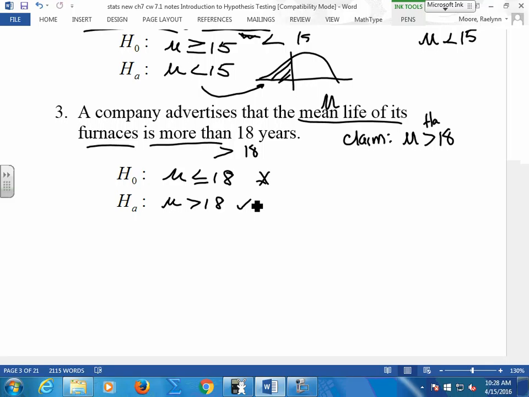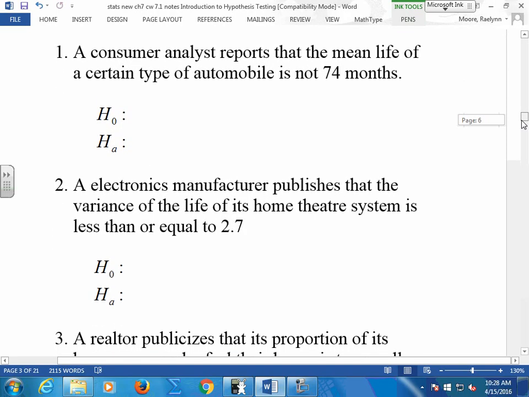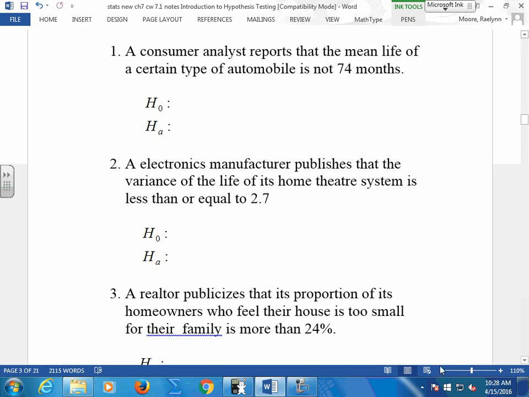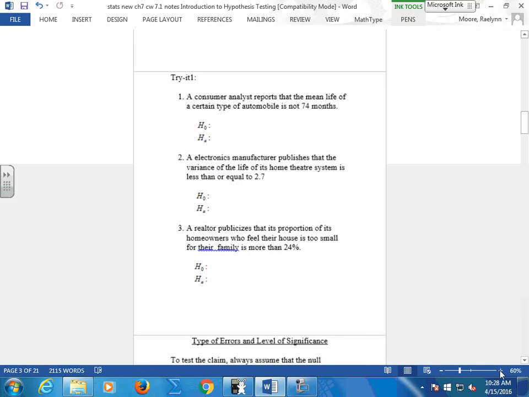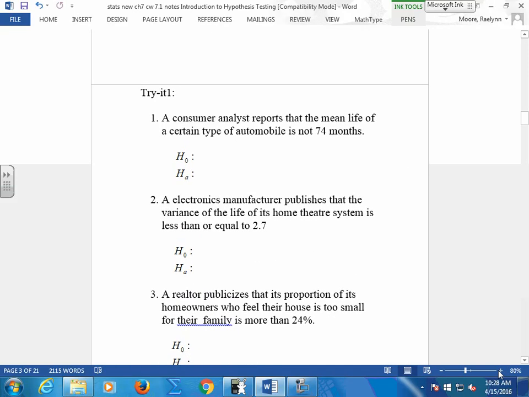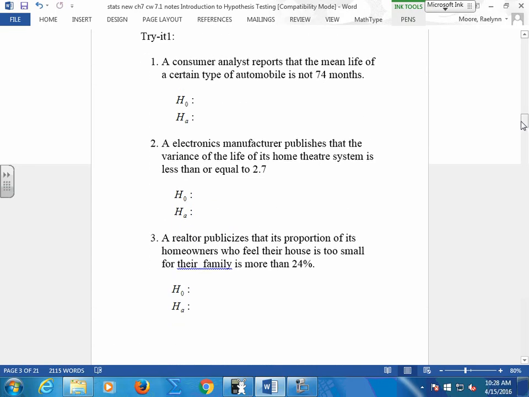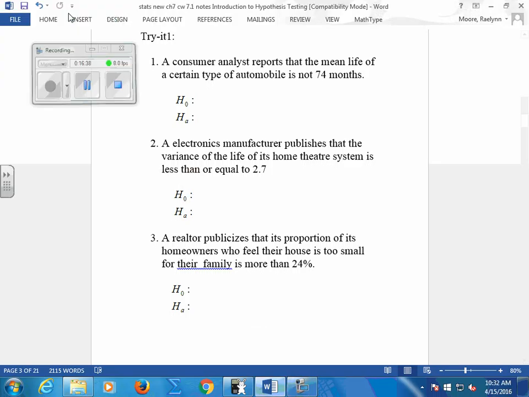So now you guys try one. I think there's 3 of them there, if I can fit all 3. These are important. Let me take out my glasses. Okay. Work on these.